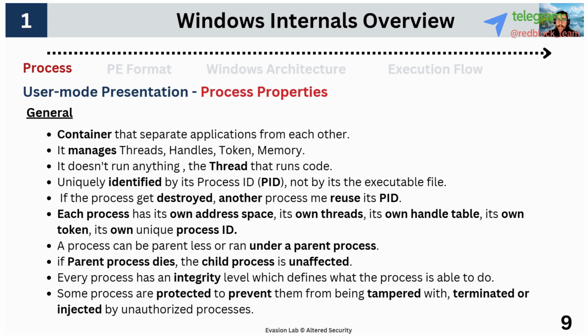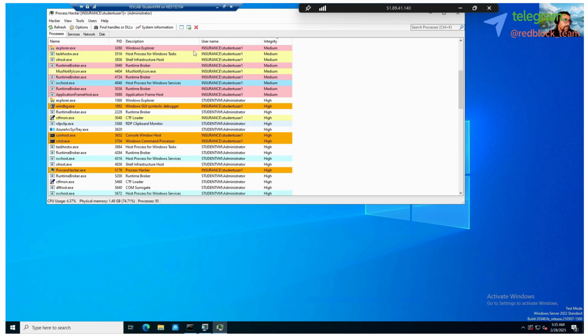Some processes are marked as protected processes or protected process light. These are designed to prevent tampering, termination, or code injection by unauthorized processes. They are typically used for critical system components like antiviruses and system processes, to safeguard them against malware attacks. Now let's see those properties in action using Process Hacker.